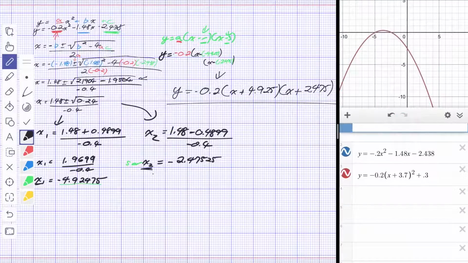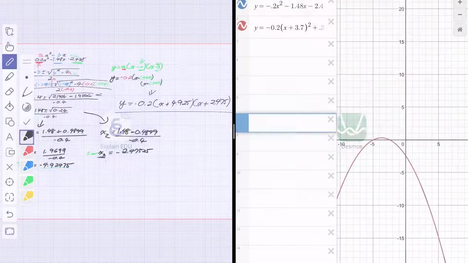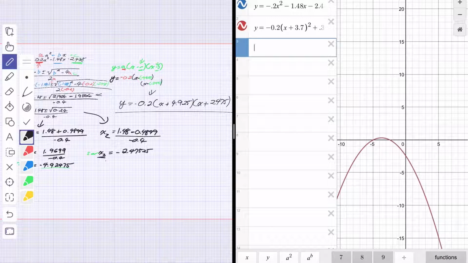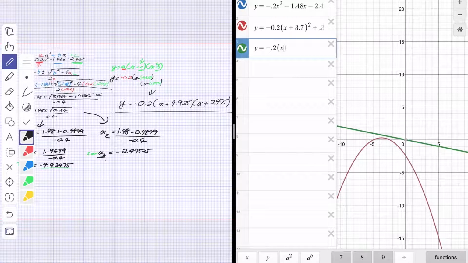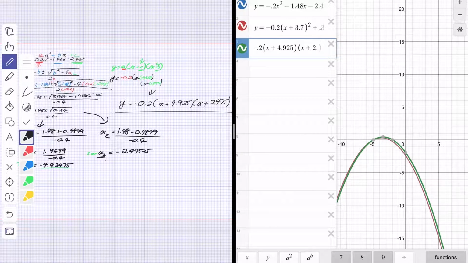And if we do go to put this into Desmos, we should find that we get the exact same thing. y equals negative 0.2 bracket x plus 4.925 bracket other bracket x plus 2.475 and overlaps perfectly. So we've got it.